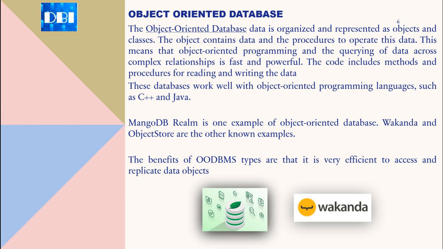Object-oriented database. In an object-oriented database, data is organized and represented as objects and classes. The object contains data and the procedures to operate on this data. This means that object-oriented programming and the querying of data across complex relationships is fast and powerful. The code includes methods and procedures for reading and writing the data. These databases work well with object-oriented programming languages such as C++ and Java. MongoDB Realm is one example of an object-oriented database. Wakanda and ObjectStore are other known examples. The benefit of these types is that it is very efficient to access and replicate data objects.